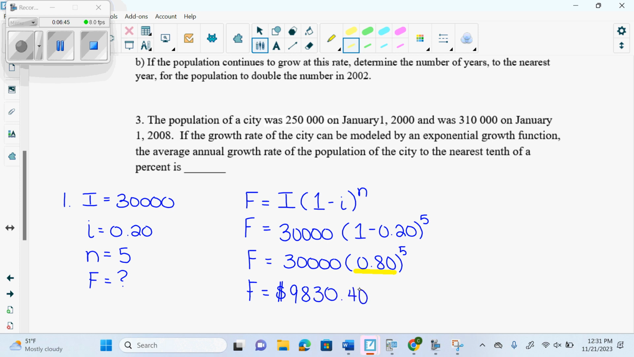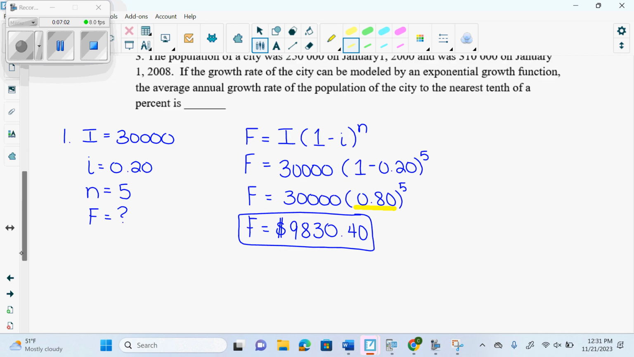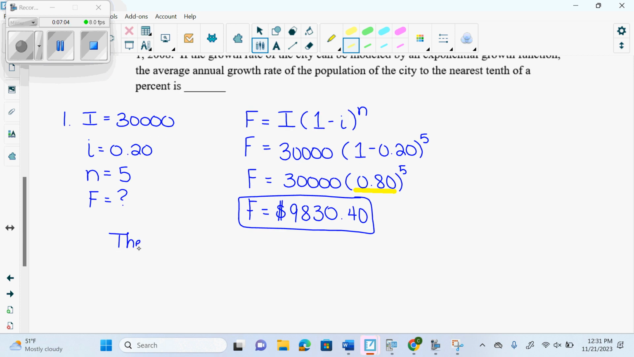$9,830.40. So in 5 years, that's the final amount. Am I done? It's a word problem. No? So here it says, reiterate what it asks. How much will it be worth in 2010? What is it? The car. So the car will be worth $9,830.40 in 2010.